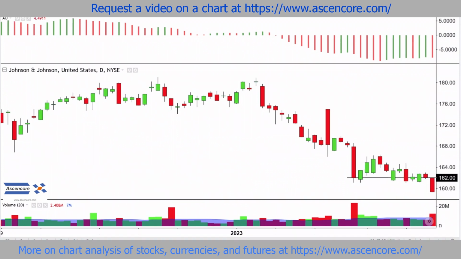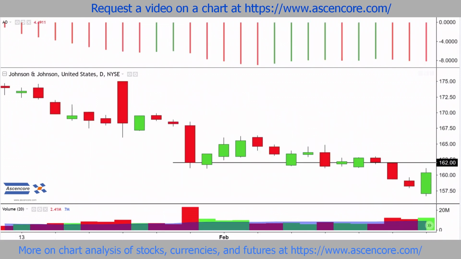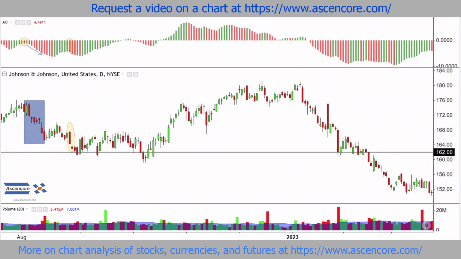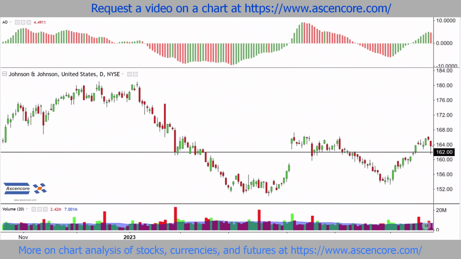The next decisive event only comes when there's a clear close under this defined support level that's accompanied by a steady decline in both price and values of the Awesome Oscillator.